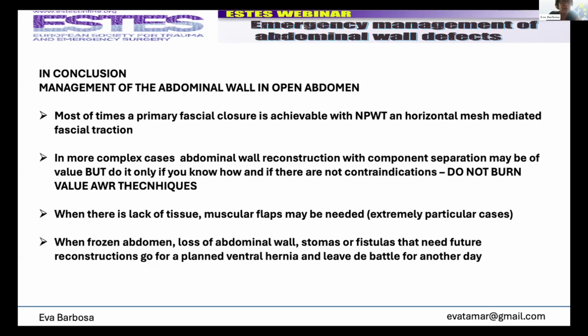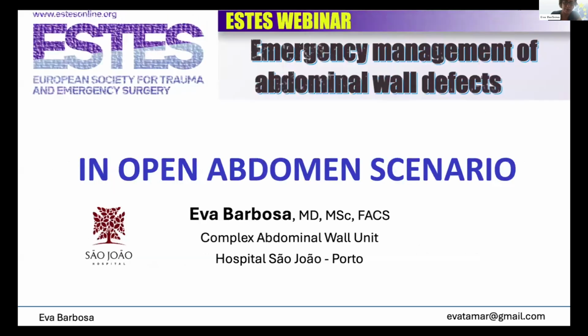Vertical mesh-mediated fascial traction can be a valuable tool in these patients, as you've seen in the patient that I've shown, and vertical mesh-mediated traction can even spare you from doing complex abdominal wall reconstruction, and we can also discuss that afterwards in the questions. When you have a frozen abdomen, loss of abdominal wall, stomas, fistulas that need future reconstructions, go for a planned ventral hernia and leave the battle for another day. And this is it.